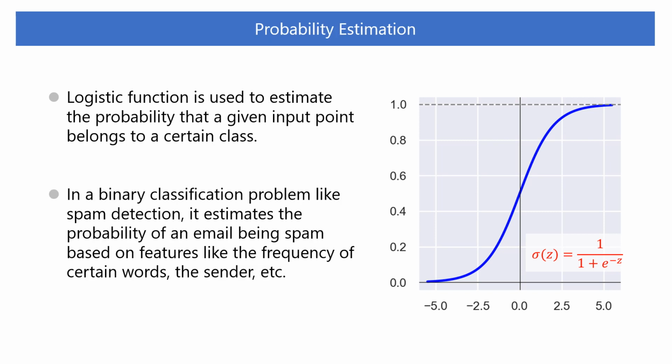In logistic regression, the logistic function is used to estimate the probability that a given input point belongs to a certain class. For example, in a binary classification problem like spam detection, the logistic function can be used to estimate the probability of an email being spam based on the email's features like the frequency of certain words, the sender, etc.